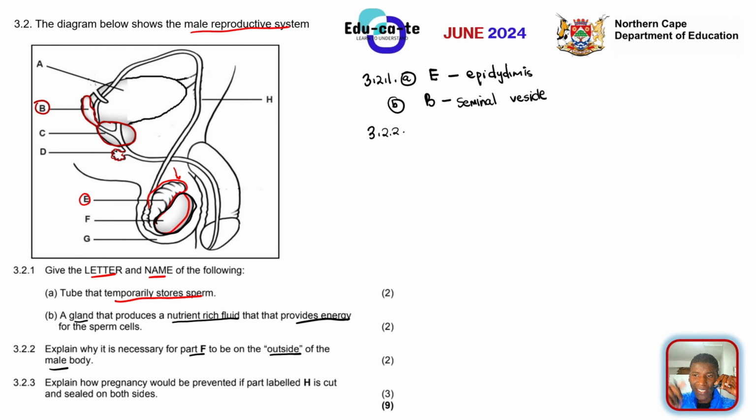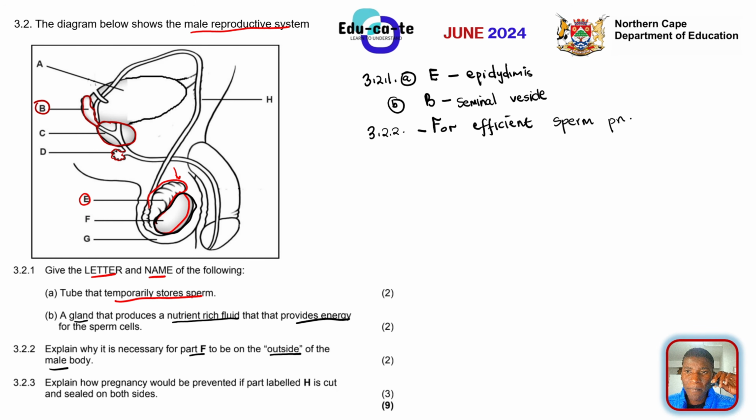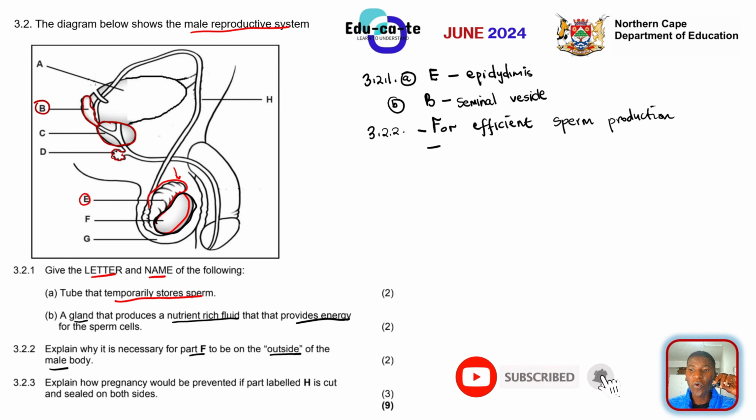Okay, so that's why. So basically here, to explain why part F is necessary to be outside, you have to explain that for efficient or for effective, you can use whatever English that is, but it must be in this context. So for efficient sperm production, okay, I just twisted my sentence. You should have said that to reduce the temperature by 2 degrees Celsius, which is efficient for sperm production or for spermatogenesis.